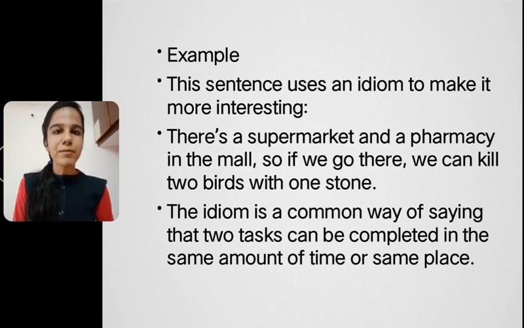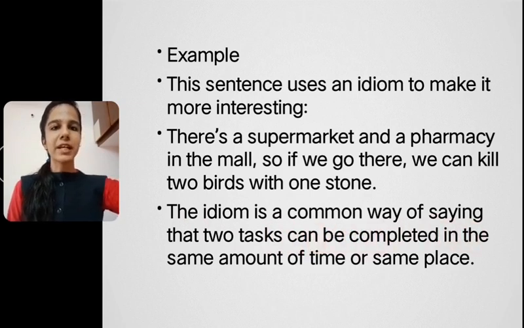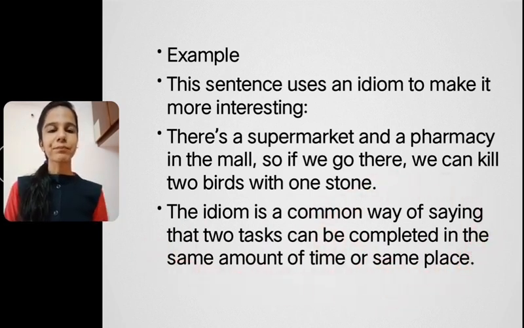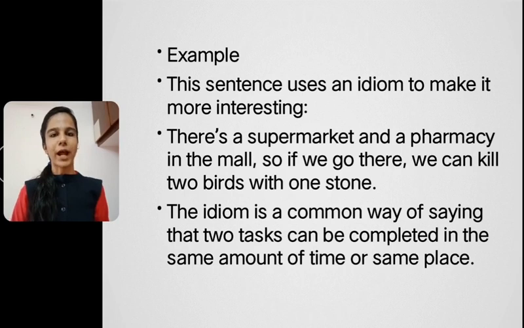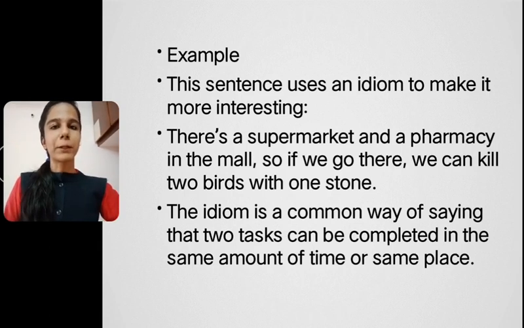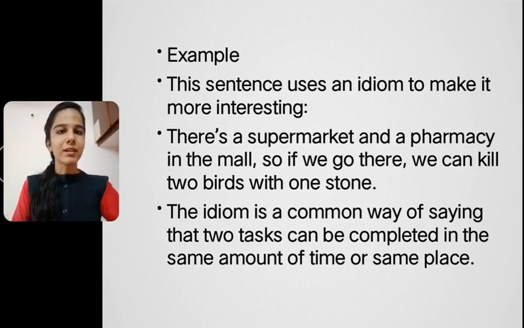So here in idioms you can find that hidden meaning. Words show something different, but the meaning is something different. The idiom is a common way of saying that two tasks can be completed in the same amount of time or same place. Here you can underline, students, this is the main usage, that idiom is a common way of saying that two tasks can be completed in the same amount of time or at the same time. Like here, that killing two birds with one stone. It means doing two different things at the same time.